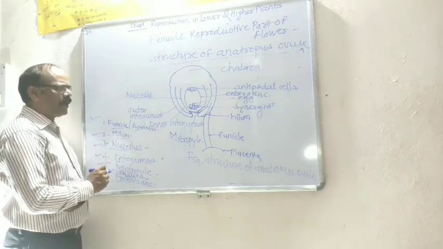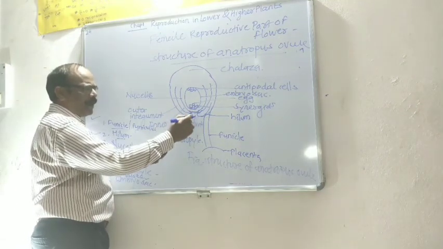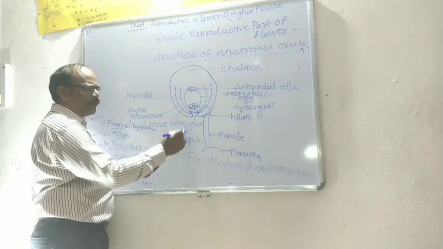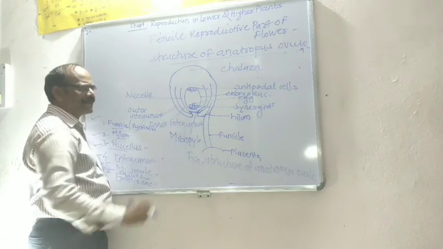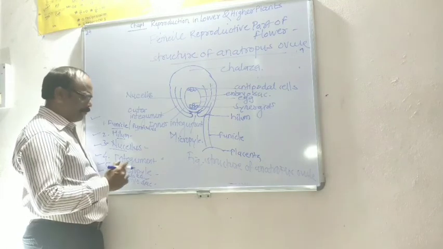Then next is the micropyle. The integuments leave a small gap, that is called the micropyle. Through the micropyle, the pollen tube enters inside during the process of fertilization.